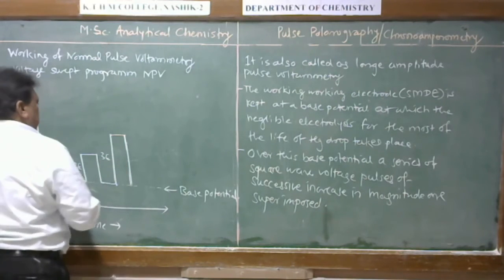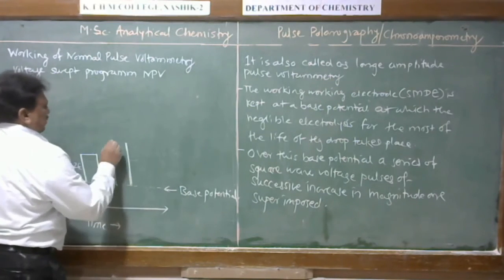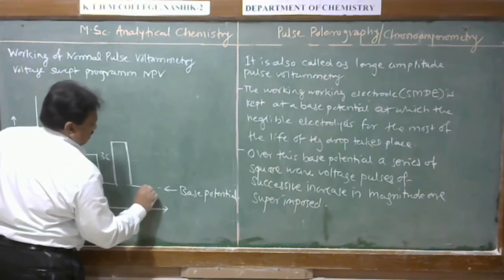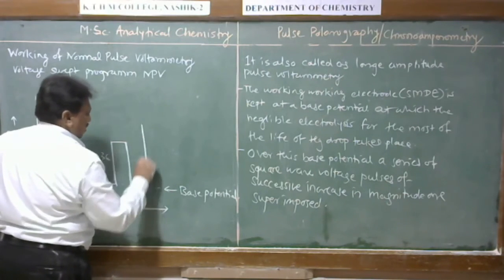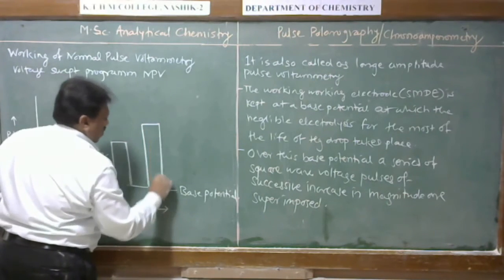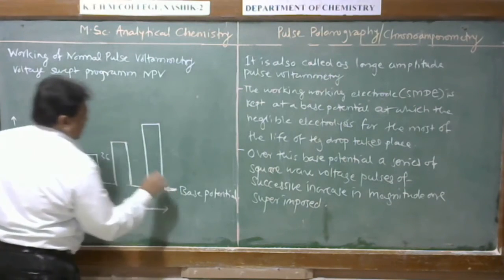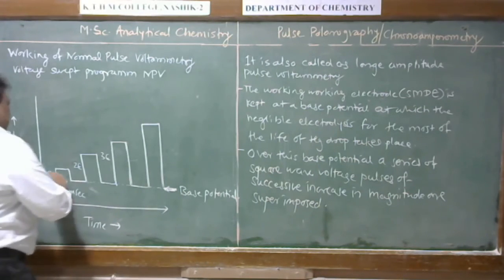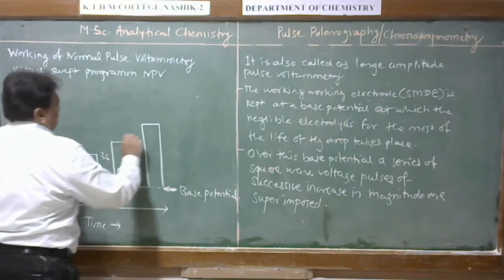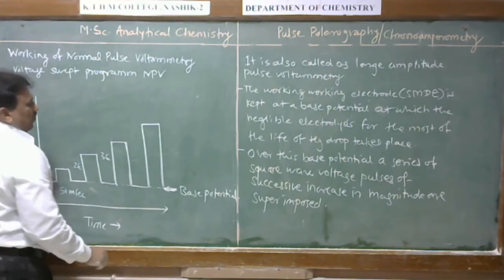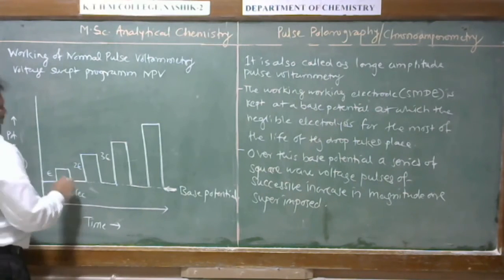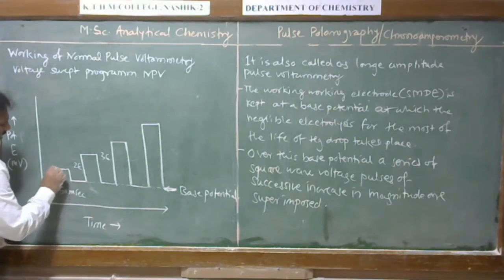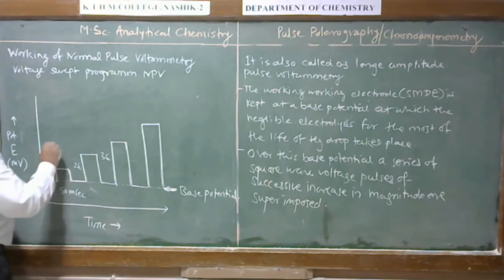3E, then a 4E and so on. Now in this way here the potential is linearly increased, but it is in the form of pulse. Now this is a potential pulse applied for a 50 millivolt.